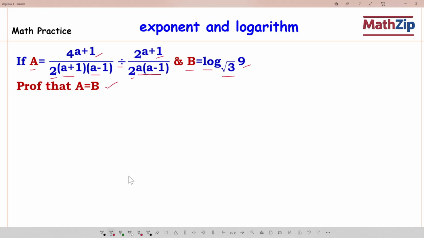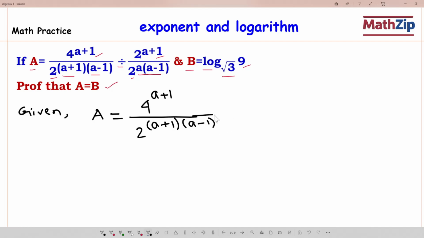It's a very important and interesting question. Let's get started. We try to solve this math step by step. First, given a equals 4 to the power a plus 1 and 2 to the power a plus 1 times a minus 1, divided by 2 to the power a plus 1 and 2 to the power a times a minus 1.